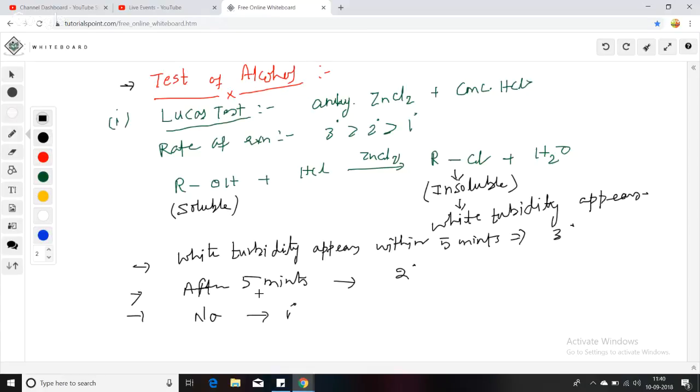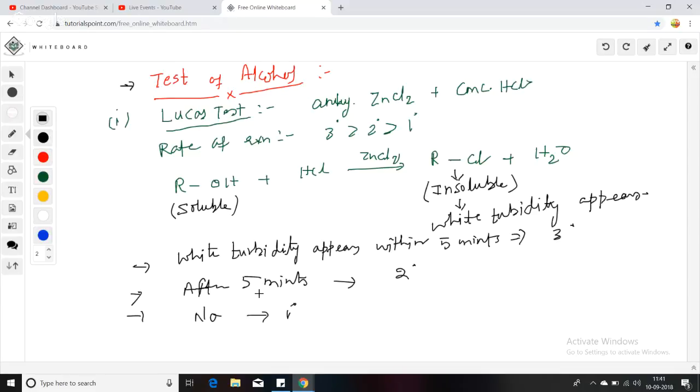Okay, so this is the reaction we have. Why are we talking about 5 minutes only? I think we should not ask this question, because it is an experimental thing. We have done this experiment many times, so it is a repeating experiment. Whenever we take tertiary alcohol, the white turbidity appears within 5 minutes only. That's why we take 5 minutes as the reference point. For secondary alcohol, it takes more time because the rate of reaction is less compared to tertiary alcohol, so it is more than 5 minutes. And if there is no turbidity, it means there is no reaction, so it is a 1 degree alcohol. So you must remember this.